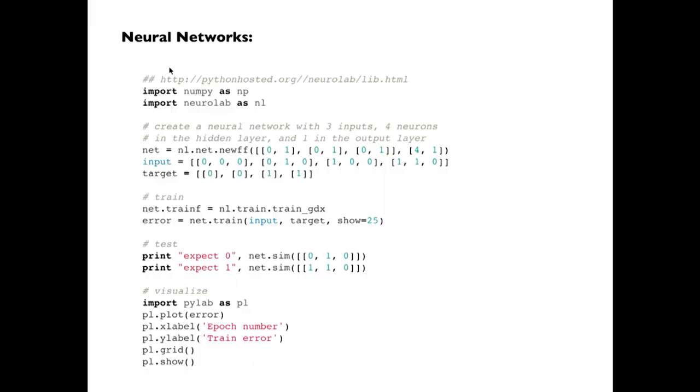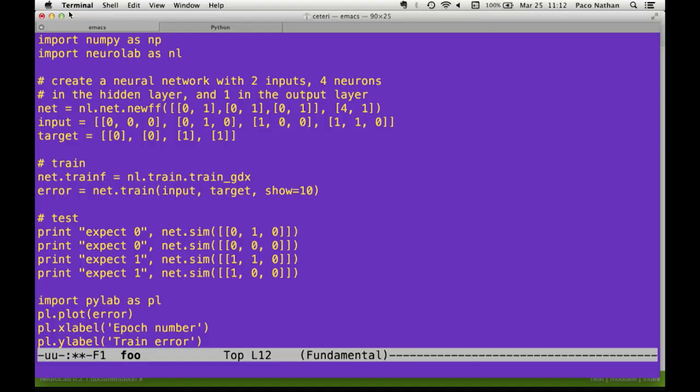So I've got some code here for a neural network. Let me drop into Python for that. Okay, I've got some Python here for implementing a neural net and testing it out. It's cut and paste here. First we import NumPy and also import NeuralLab that we were talking about.